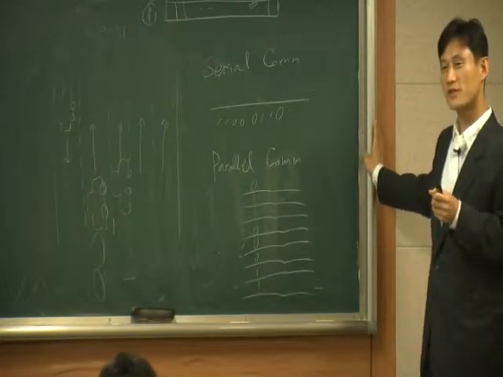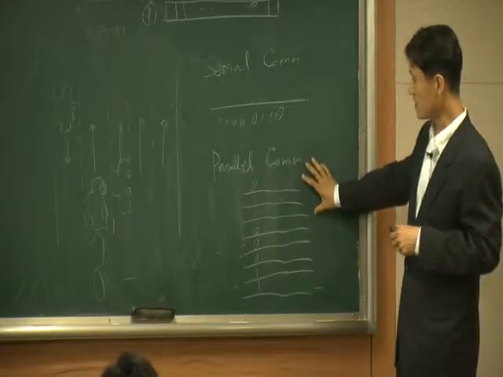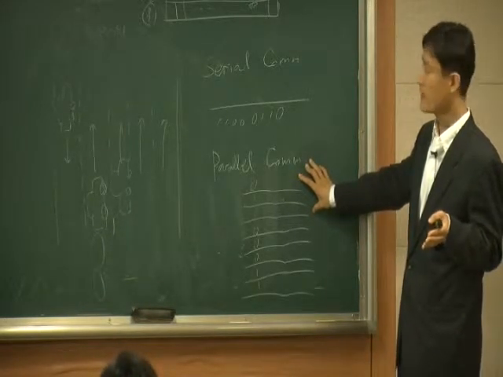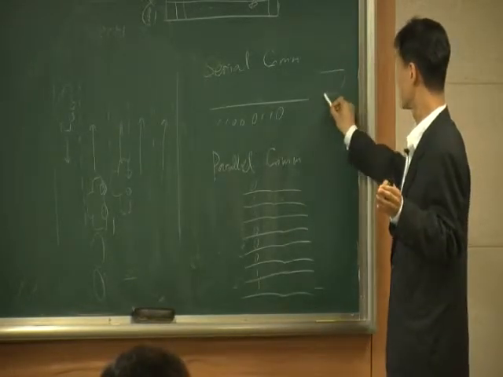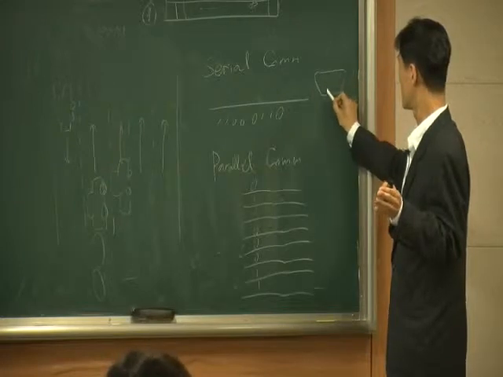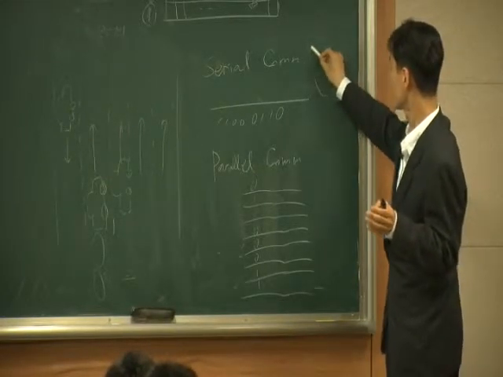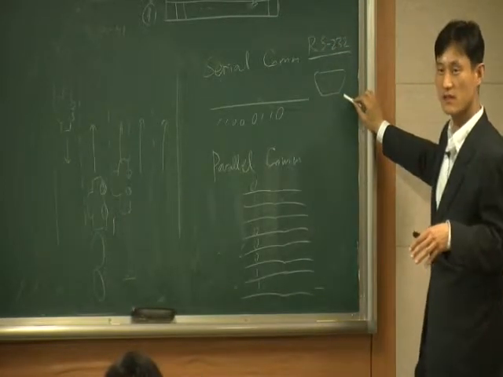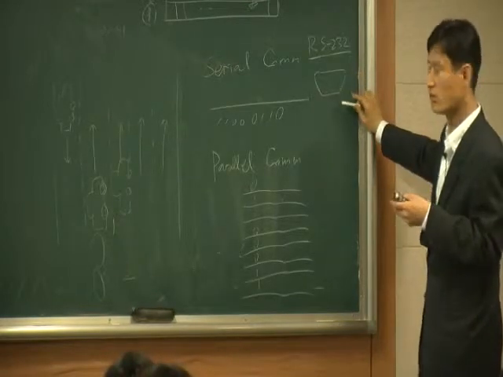Going back to 10 years ago, this parallel interface was used for printers, as I said. And at that time, there was another interface like this, small one. This is called RS-232. This is the name of the interface used in PC. And I don't think we have this anymore in the PC. This is an old-fashioned, old interface.